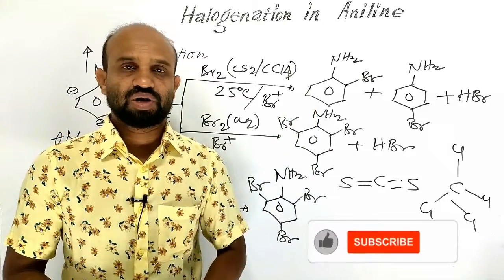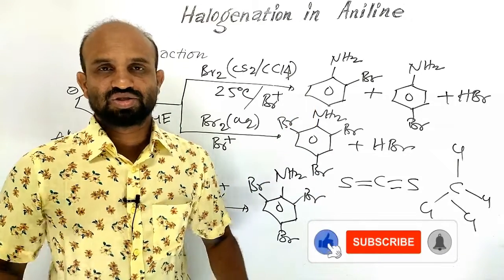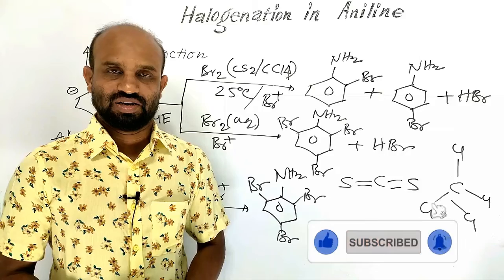orthobromoaniline and parabromoaniline. This is all about halogenation in aniline.